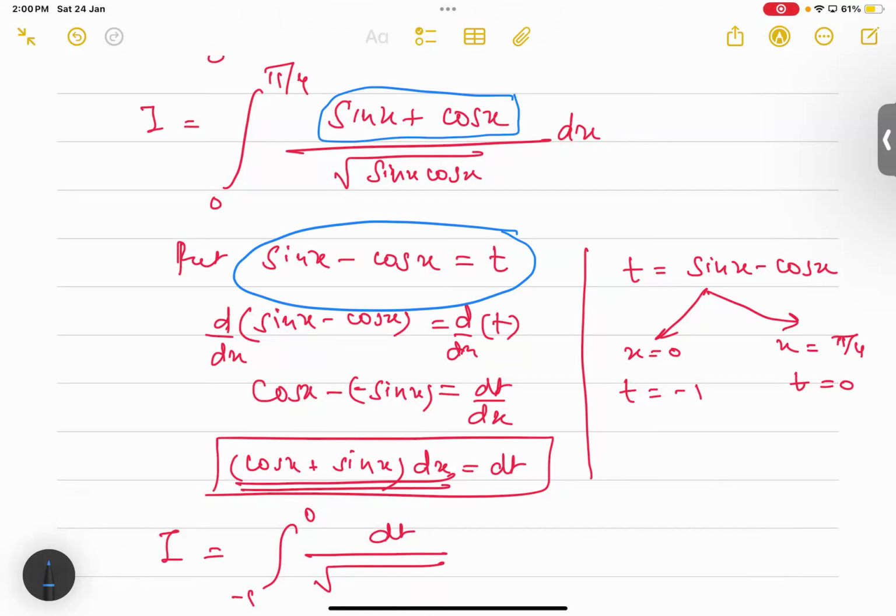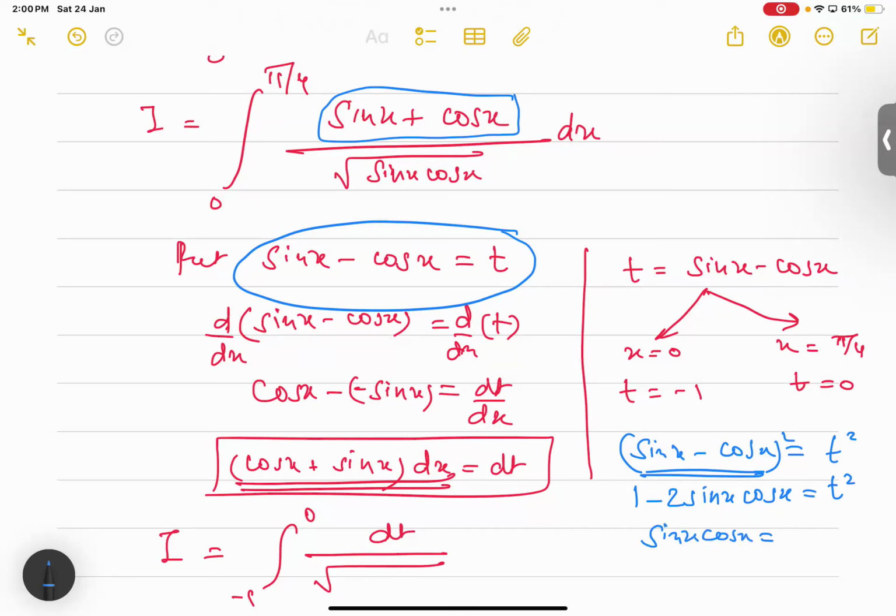Square both sides. Sin x minus cos x the whole square is t square. 1 minus 2 sin x cos x is equal to t square. A minus b the whole square is a square plus b square minus 2ab. So what is sin x cos x? Directly, can you tell me? 1 minus t square by 2.